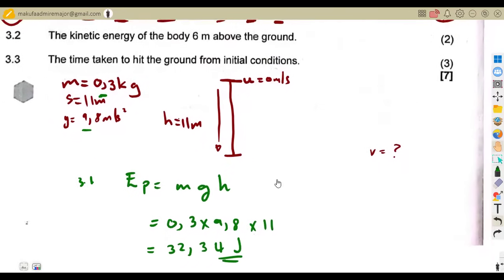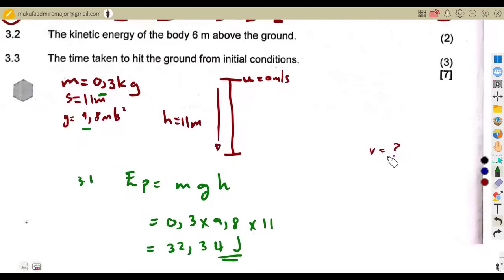Then we move on to 3.2, which is the kinetic energy. So they are saying the kinetic energy of the body 6 meters above the ground. All right, remember this: the kinetic energy should be calculated over the distance that has been traveled, the height covered. Not the height above the ground or the height below or whatever. We need to consider the part that is affected from where the object was.